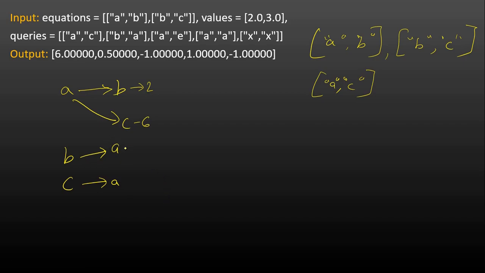and C to A will be the reciprocal of that, and C to A will be 1 by 6 and B to A will be 1 by 2. So C to A will be 1 by 6 and B to A will be 1 by 2, which is the reciprocal of this and this. So we can build a hash map like this, and to find for a given query, if we want to find the answer, we can just do a DFS of that, starting from the start point going up to the end point.